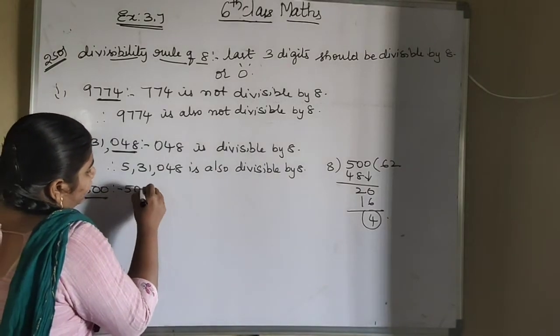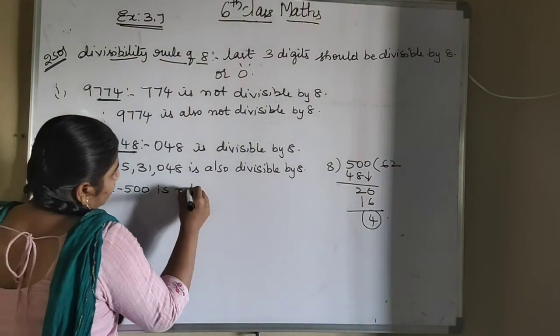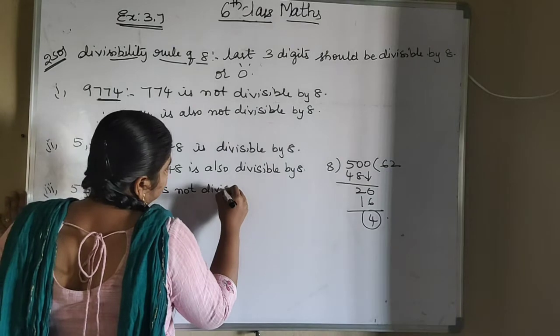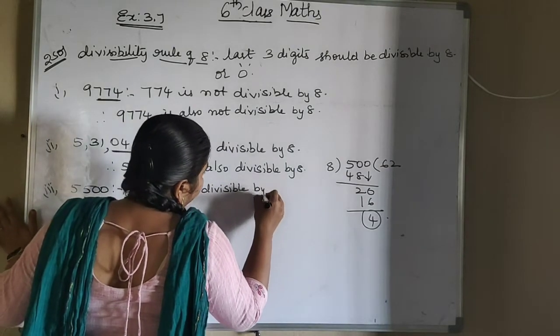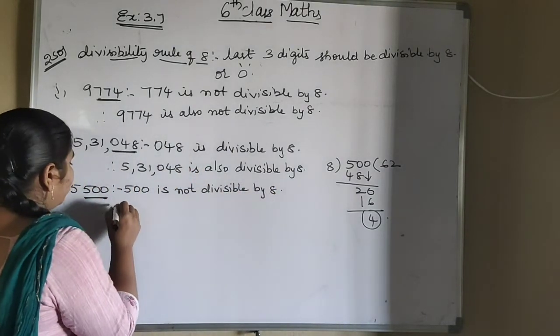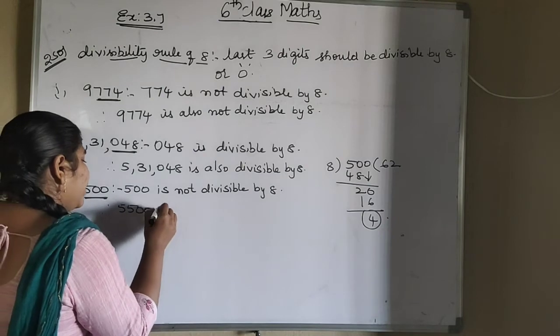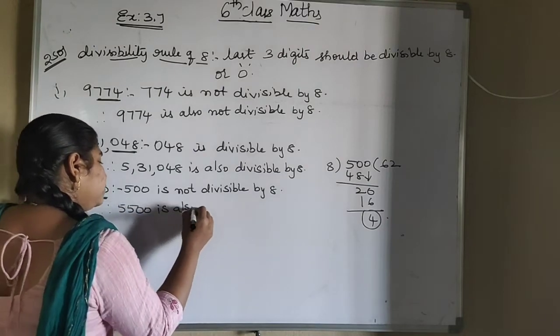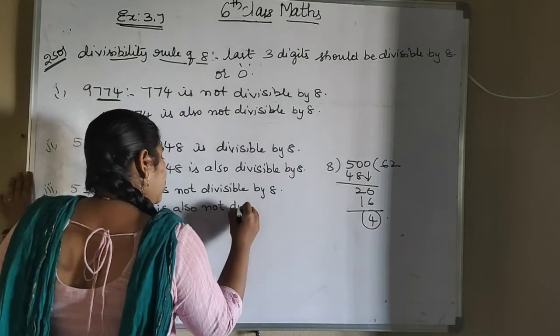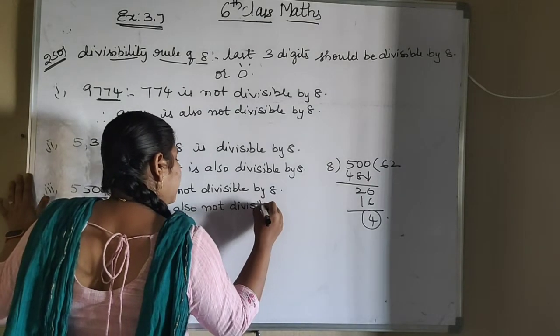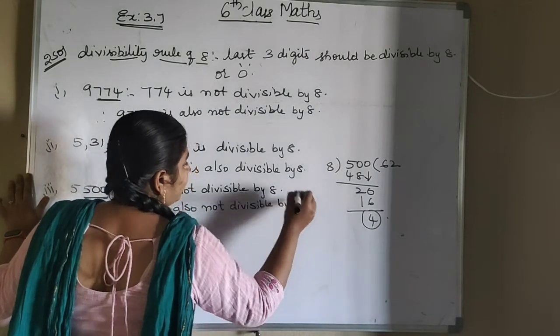So 500 is not divisible by 8. Therefore, 5,500 is also not divisible by 8. So this is our third question.